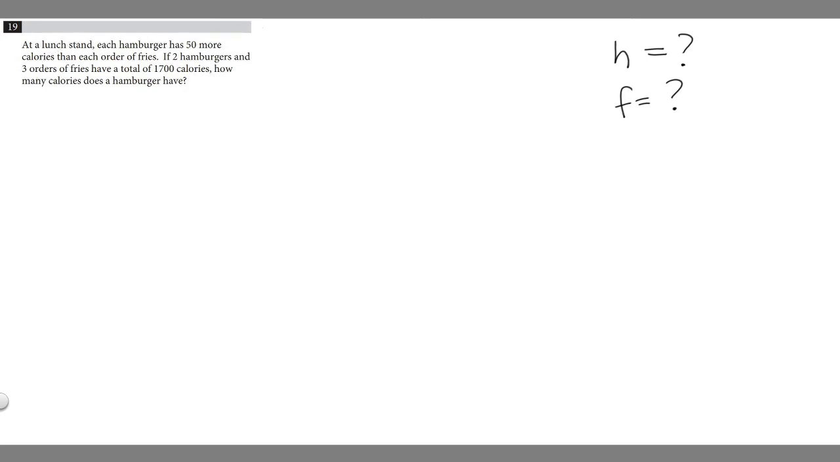The thing about this problem is it's asking us to create an equation, and we're going to have to use this equation to solve for the number of calories in a hamburger. So let's see what they tell us. They tell us we have 2 hamburgers. So 2 hamburgers, I'm going to represent that by 2h, because it's just h plus h, we can represent it by 2h. And 3 orders of fries, so plus 3 orders of fries, which we can represent by 3f, right? 3 times the number of calories for a fry has a total of 1,700 calories. So equals 1,700.